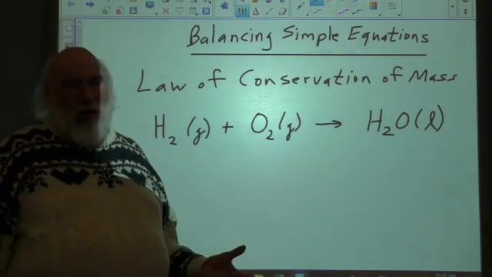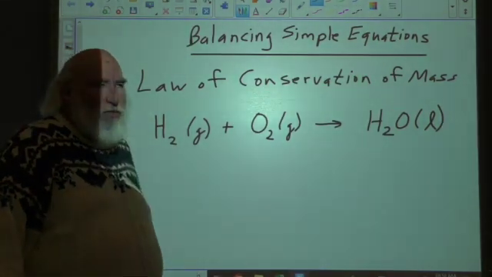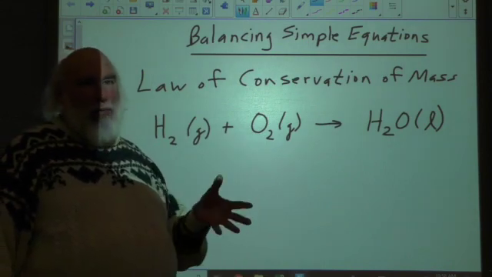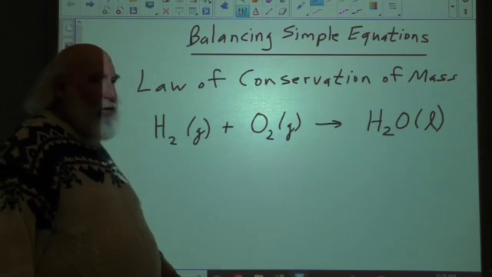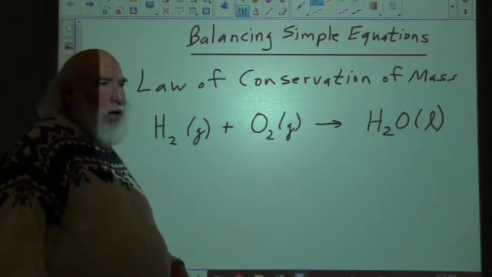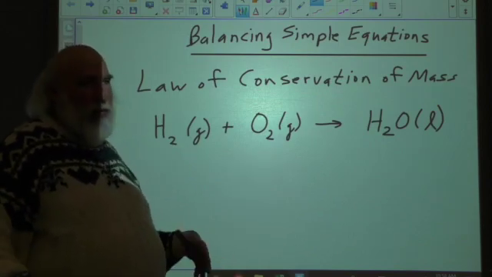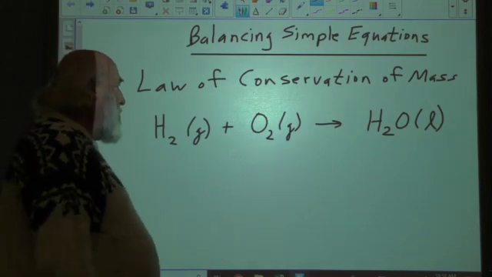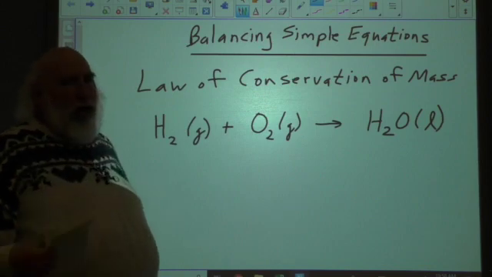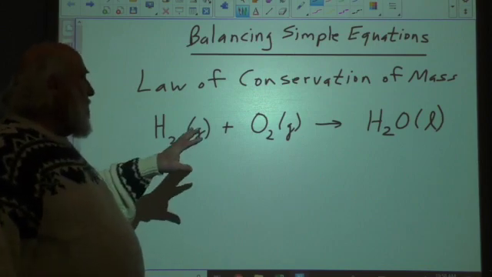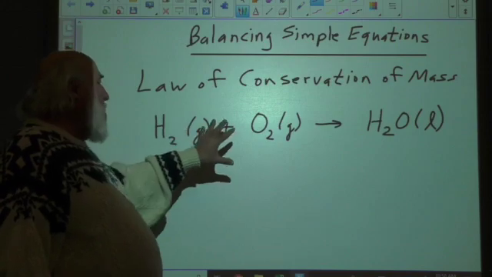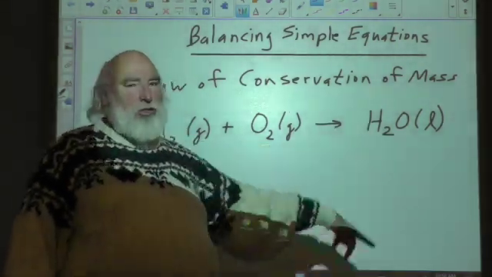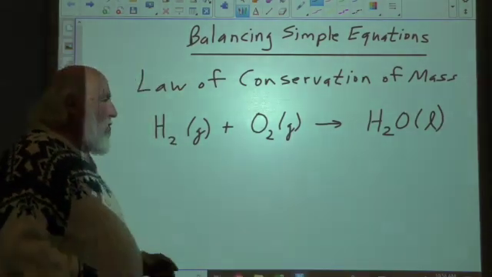S is for solid. There is one phase called AQ, which is aqueous, which means it is a compound dissolved in water, so it's not really a liquid, but it's not a solid anymore, so we call it aqueous. And we'll get into that later on in this chapter. But what we're going to really key on here is the fact that the number of atoms of hydrogen and oxygen on the left side must equal the number of atoms of hydrogen and oxygen on the right side. Right now, that is not the case.